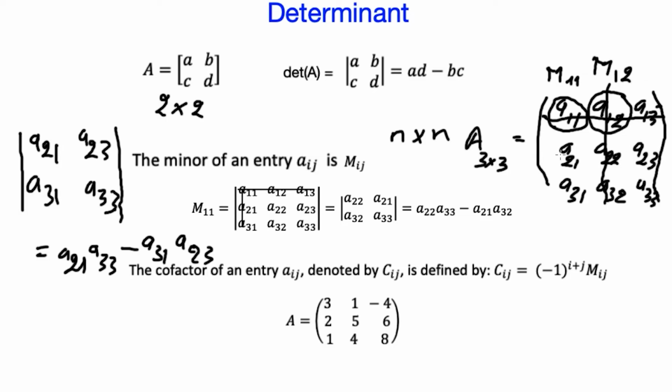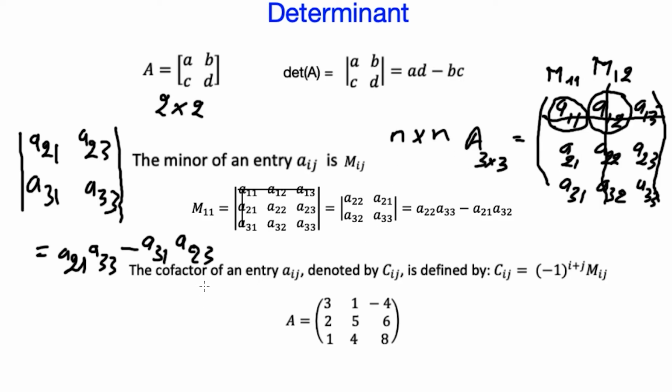And we do it for each of these elements. To compute, for example, this one, we delete this row with this column, and we take these elements and get their determinant, and so on. For each entry, we need to get its minor Mij.